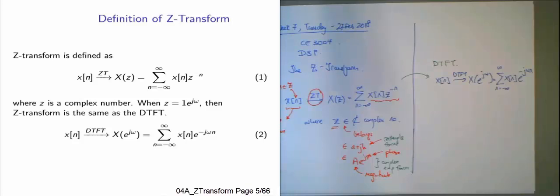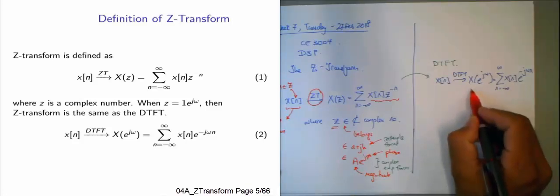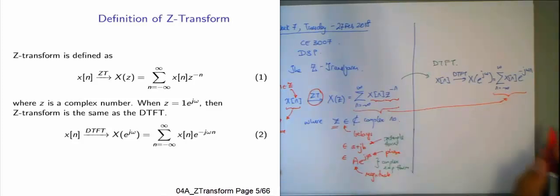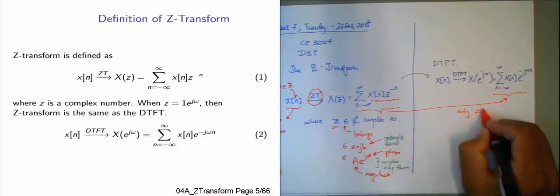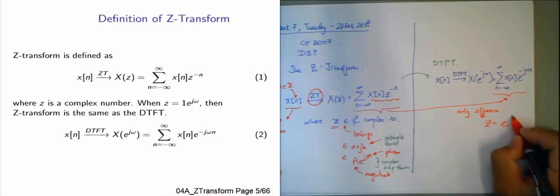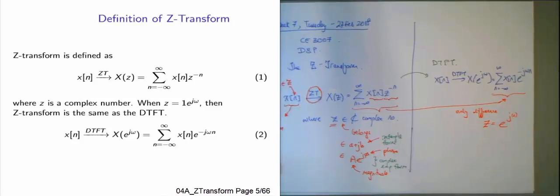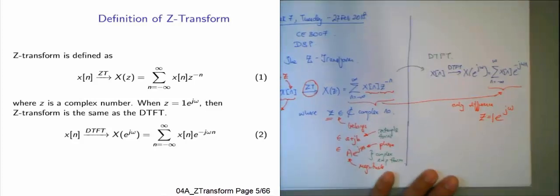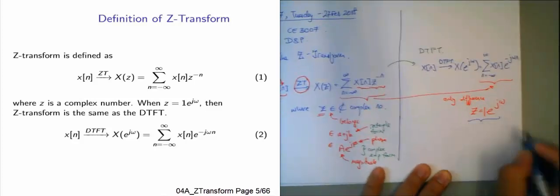And if you now compare this equation to this equation, the only difference is that z is equal to e to the j omega. So when z, the complex number, is replaced by 1 times e to the j omega, then the Z transform and the DTFT look the same. Okay? So what does z equals 1 e to the j omega mean? Let us now try to understand what this statement means.